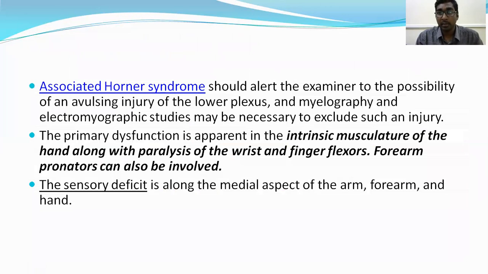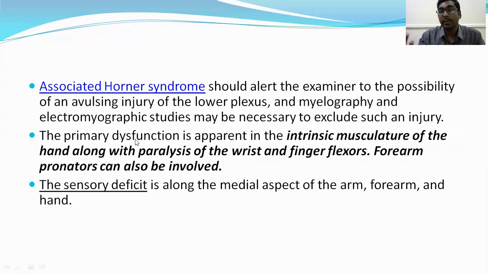Associated with Horner syndrome, so the T1 nerve root is involved. Horner syndrome can also sometimes be associated with Klumpke's paralysis. Its association with Horner syndrome should alert the examiner to the possibility of an avulsion injury of the lower plexus, and myelography and electromyography may be necessary in case of an acute injury of this type.